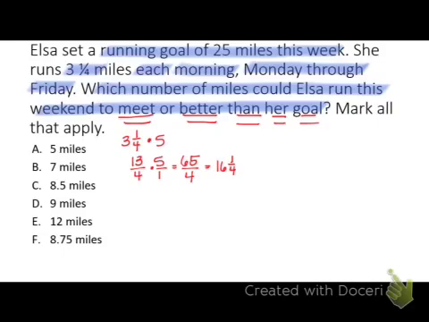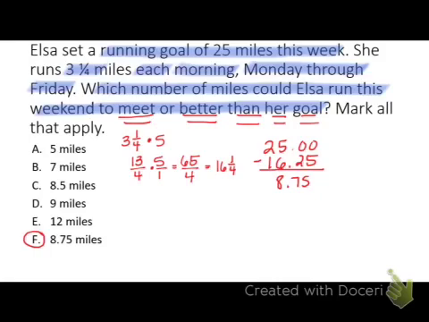She wants to complete 25 miles. So you're taking 25 and subtracting 16 1/4, which is 16 25/100, to figure out how many miles she needs to run over the weekend. And the difference of those two numbers is 8.75. So she needs to run at least 8.75 miles over the weekend in order to meet her goal.